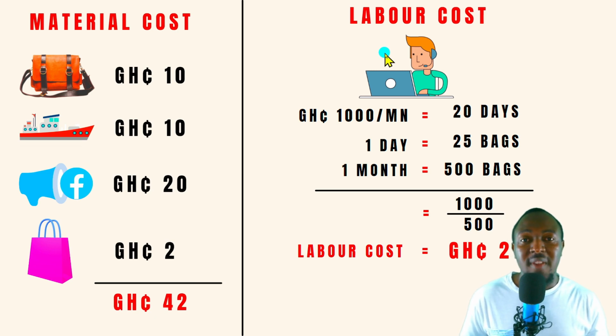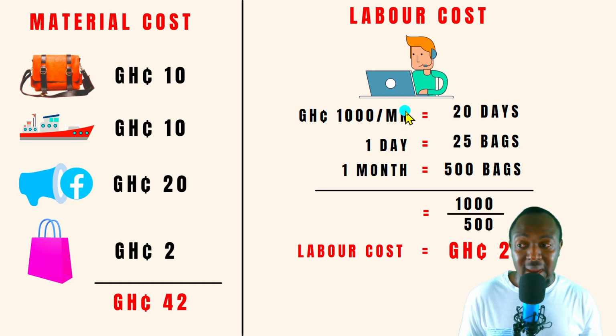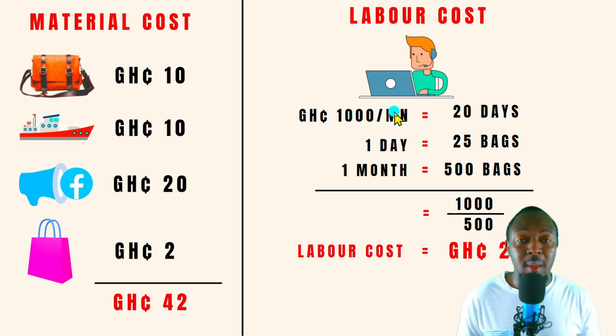For labor cost, say we employ Kwame K Twumasi to work for us. We pay Kwame K Twumasi 1,000 Ghana cedis a month. He works 5 days a week, from Monday to Friday, not Saturday and Sunday. In every month we have 4 weeks, so at 5 days per week, he works 20 days every month for 1,000 Ghana cedis.